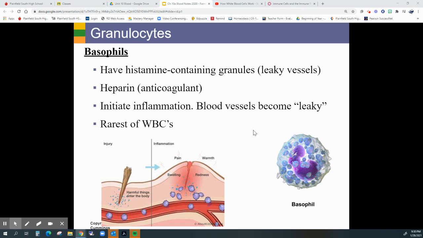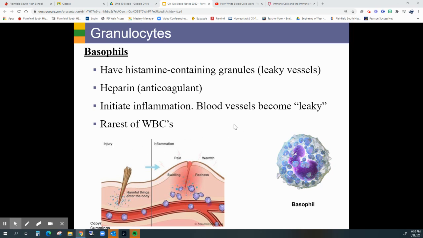And the main reason that we see the kind of swelling associated with both the initial injury as well as an allergic reaction is because they cause blood vessels to become leaky. So a lot of fluid starts to leak out, specifically plasma starts to leak out of those blood vessels and into the surrounding tissue, causing it to swell up. These are most often our rarest form of white blood cells. We, again, really should only see them in response to both inflammation and injury.